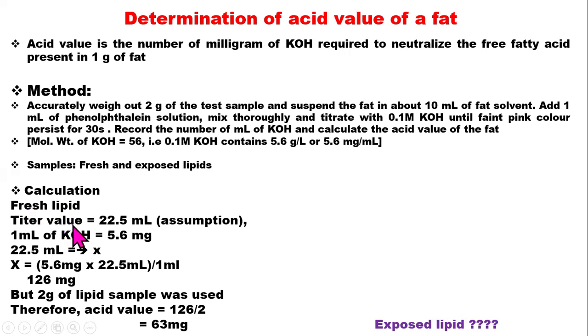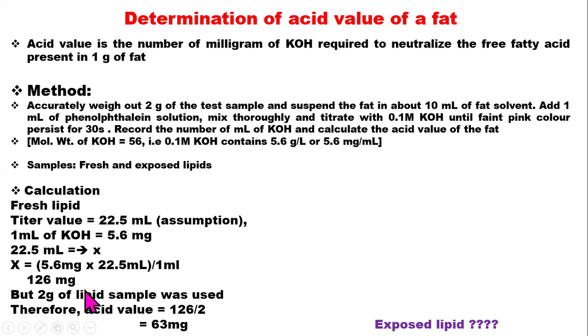So assuming for fresh lipid you have the titer value as 22.5 mils, and you remember that 1 mil of potassium hydroxide consists of 5.6 milligrams. So 1 mil of potassium hydroxide is equal to 5.6 milligram. So your titer value, which is 22.5 for the fresh, will be equal to X. Now X will be 5.6 times 22.5 divided by 1, which is 126 milligram.